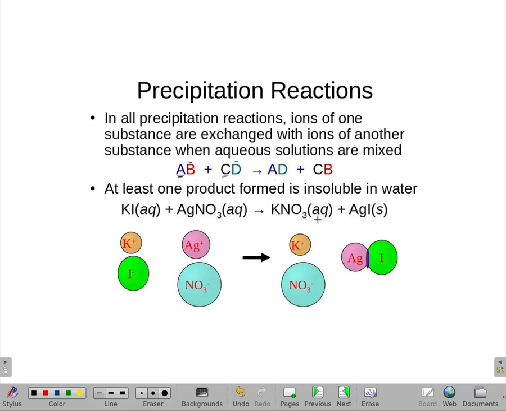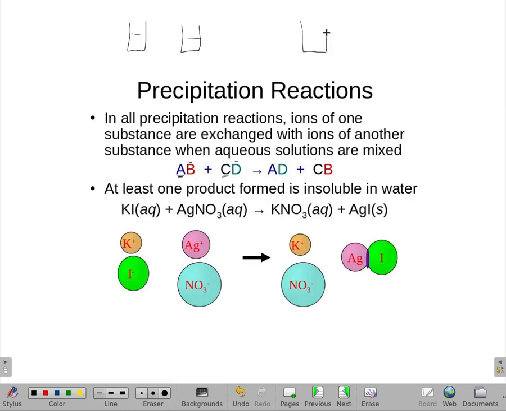one of those two new species is no longer soluble. In this case, it's silver iodide. So what we would have is a beaker of water, and a second beaker of water. And let's just pour the first one into the second one.